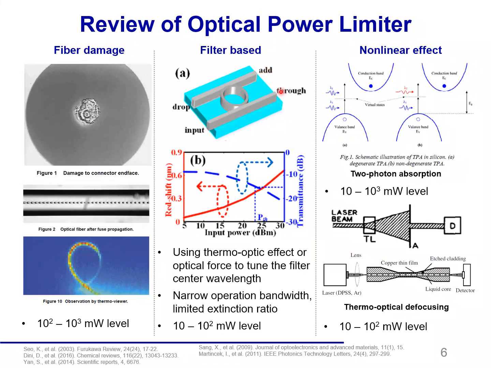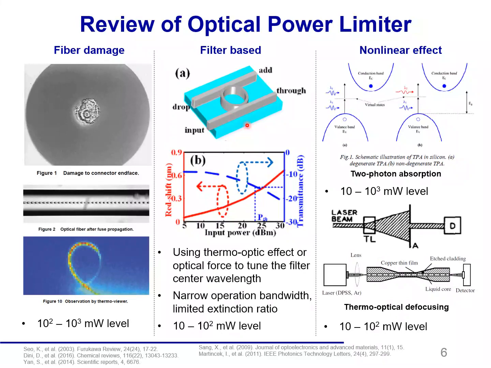As an example, here's the ring resonator from a photonic platform. We can use the Thermo-Optical effect or optical force to tune the filter center wavelengths when the input power is super high. So with this type of power limiter, the problem is the narrow operation bandwidth and limited extinction ratio. We can consider a typical 20 dB extinction ratio of such a device. The eavesdropper could simply just add another 20 dB to her input power. Then the device will be useless.